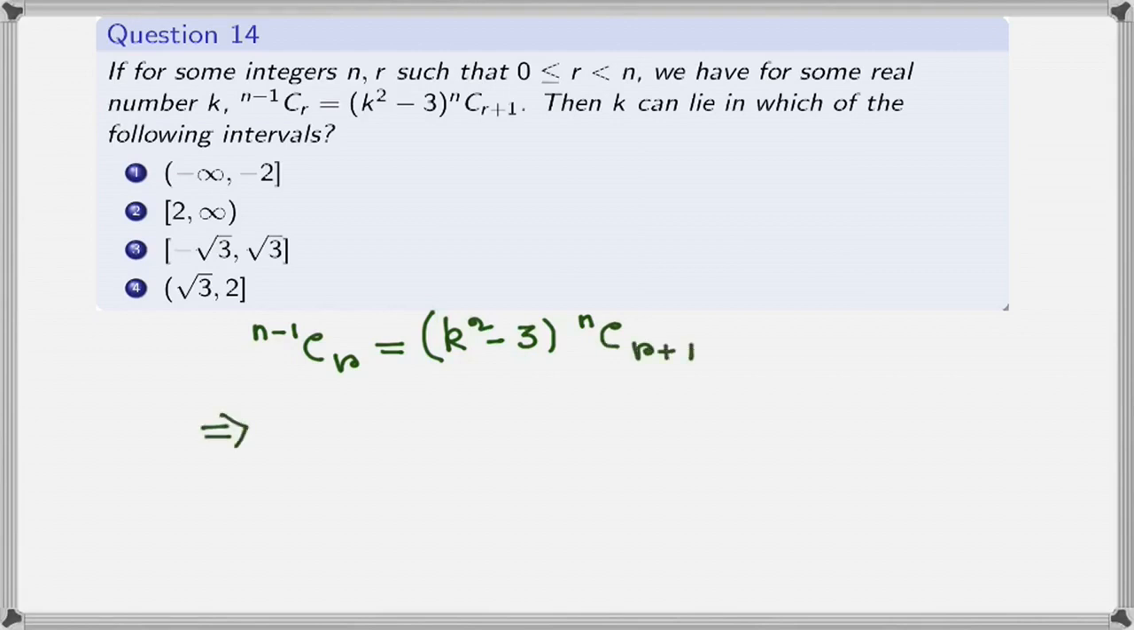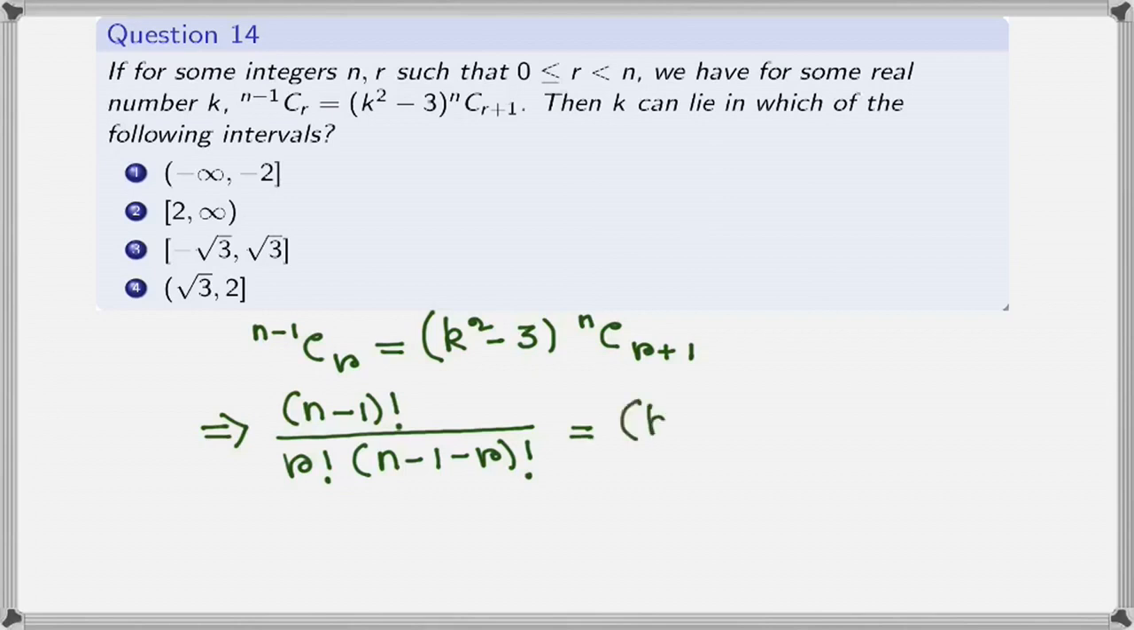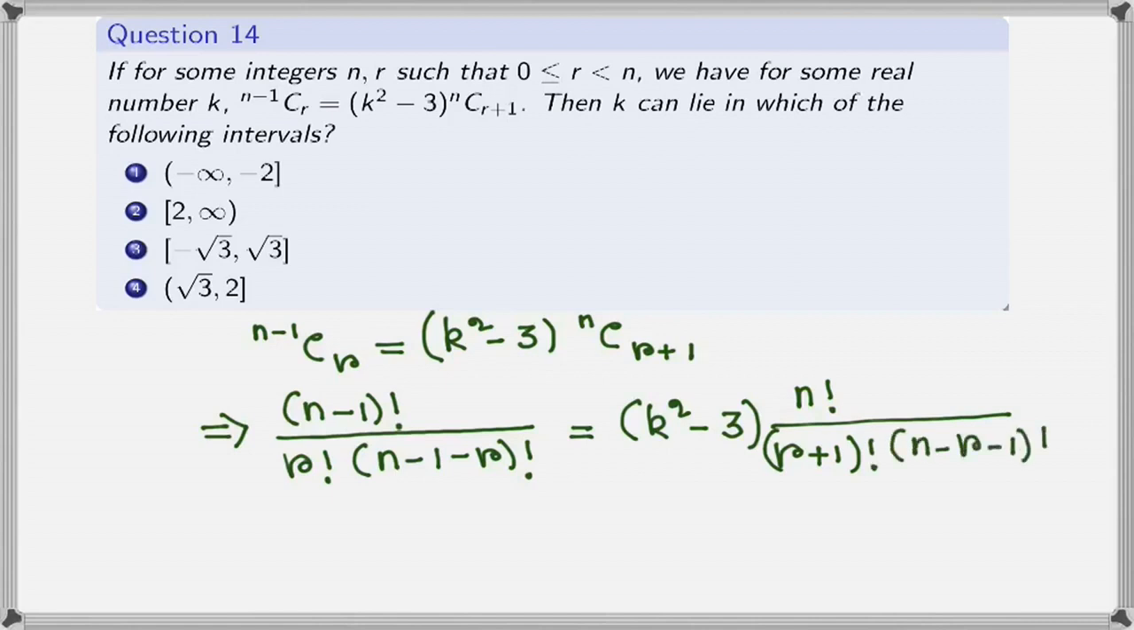That means (n-1)! divided by r! into (n-1-r)! is equal to (k^2 - 3) into n! divided by (r+1)! into (n-r-1)!. So we get (r+1) divided by n is equal to k^2 - 3.